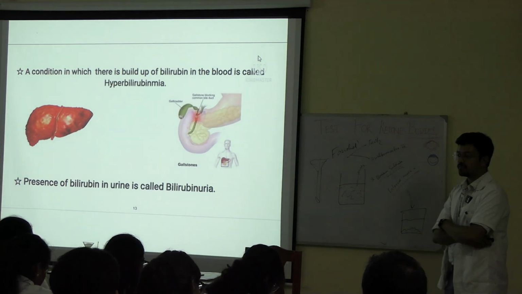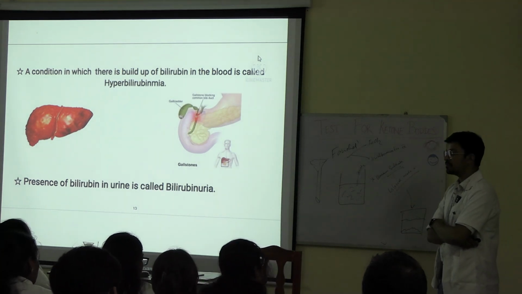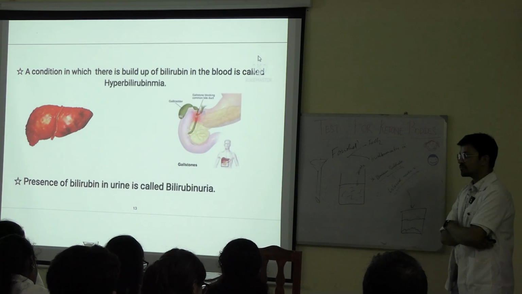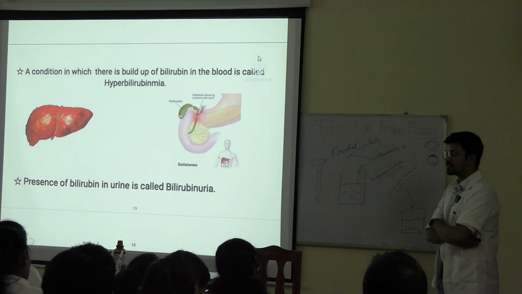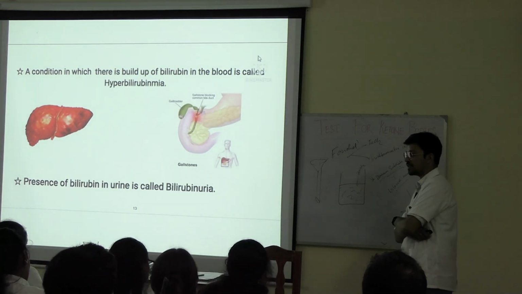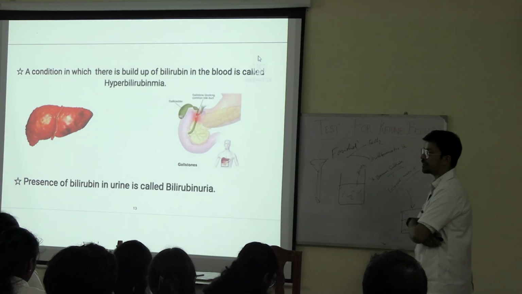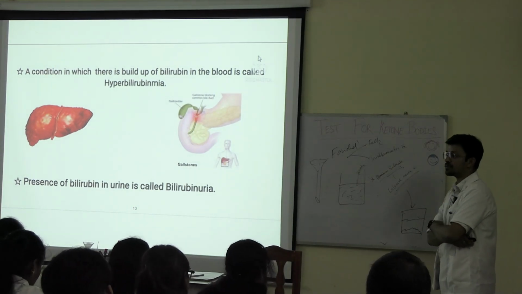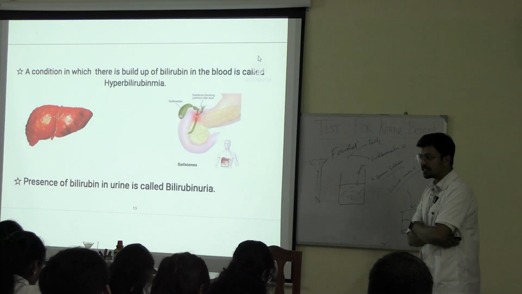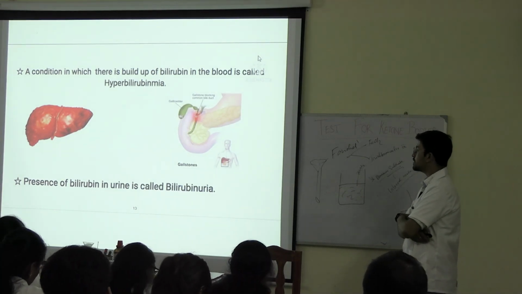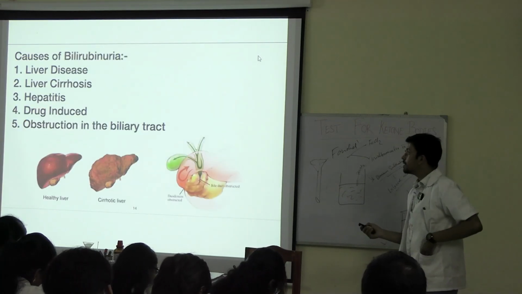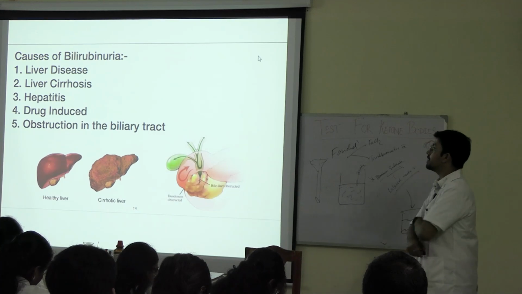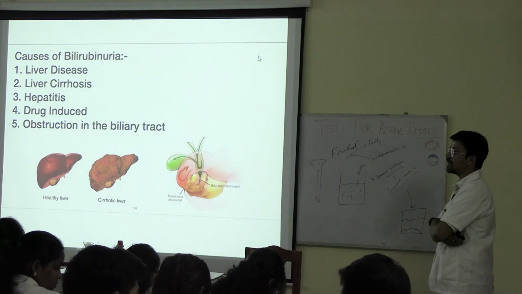Drugs like some NSAIDs, like acetaminophen, some examples are there. These can also affect and cause damage to the liver. Basically, any drug that is causing damage to the liver. If the hepatocytes are getting damaged, that will also cause bilirubinuria. So these are the causes of the bilirubinuria: liver disease, liver cirrhosis, hepatitis.